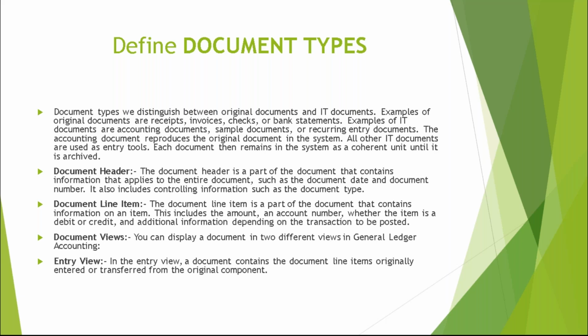In the document type, you will have header, line item, document view, and entry view. Document header in the sense what kind of transaction you are doing, whether it is a receipt, an invoice, a bank statement, or asset management. So what type of document you are going to do, you will need to enter in the header. The document header is the part of a document that contains the information that applies to the entire document, such as the document date, document number, and the controlling information.